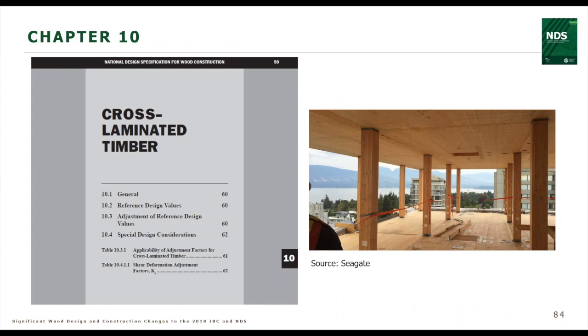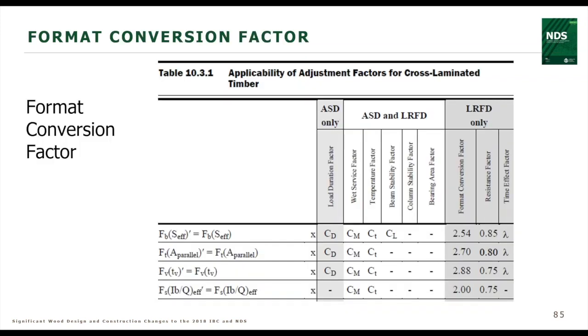All right, chapter 10 is the cross-laminated timber chapter. This is the newest chapter in the NDS. It was just added in 2015. And we've made some adjustments in table 10.3.1 that you can see here.